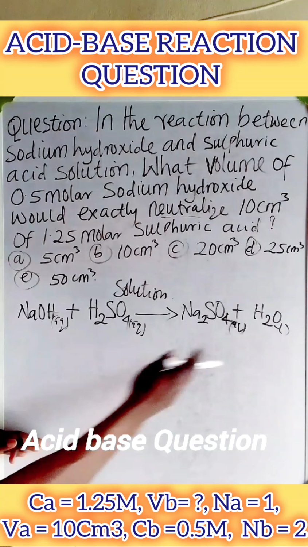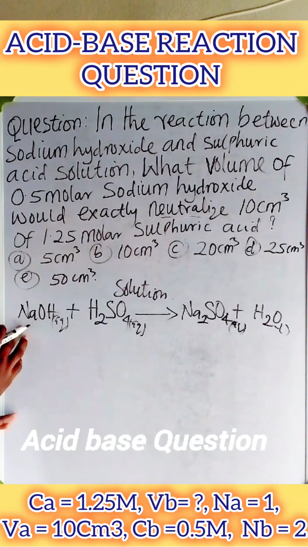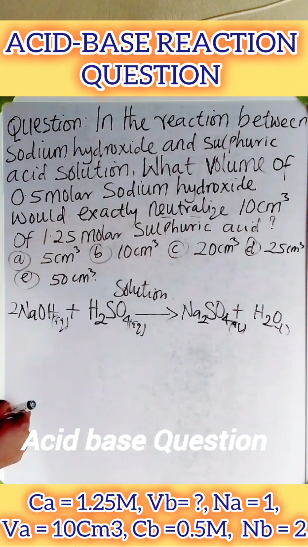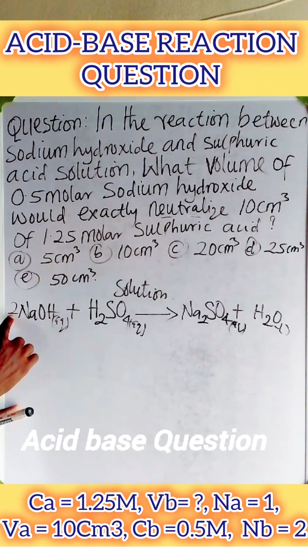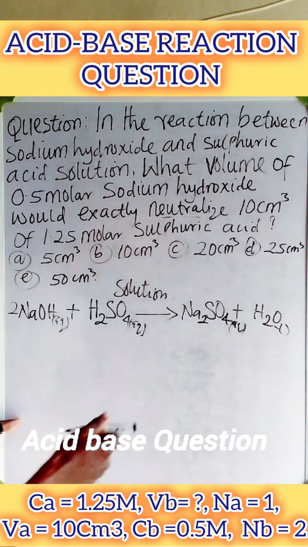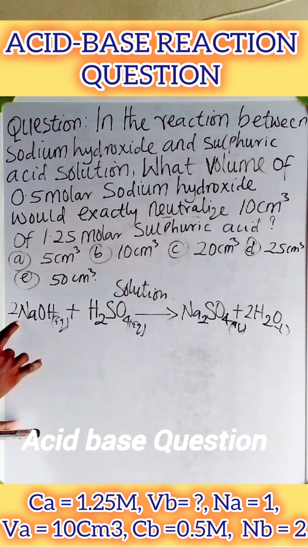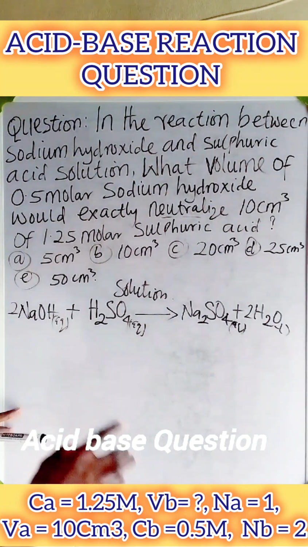Now this equation is not balanced. The next thing we are going to do is to balance the equation. We have 1 mole of sodium here, but we have 2 moles here. To do that, we balance it by adding 2. Hydrogen is 2 here, so to balance it, we also make hydrogen 2 here. Now sodium is 2, balanced.